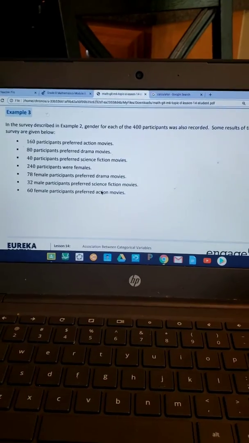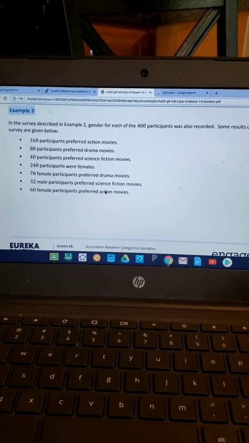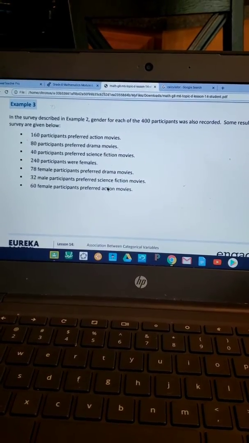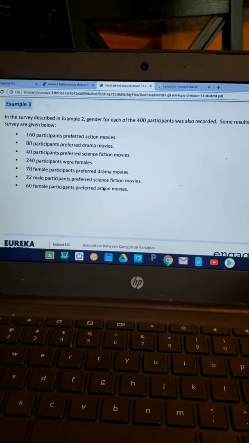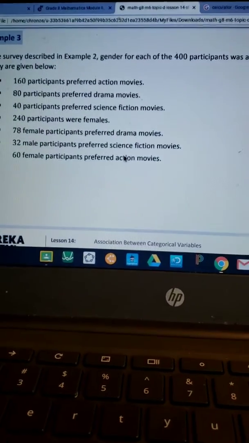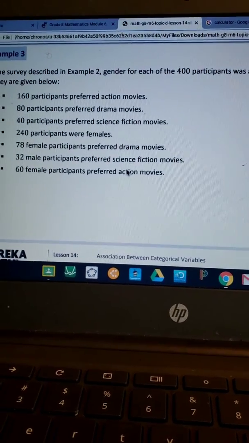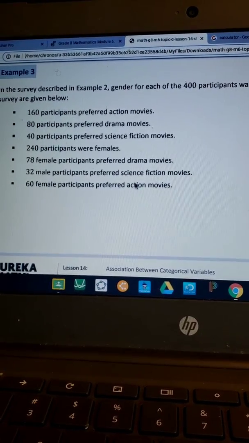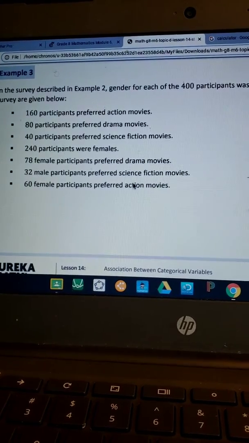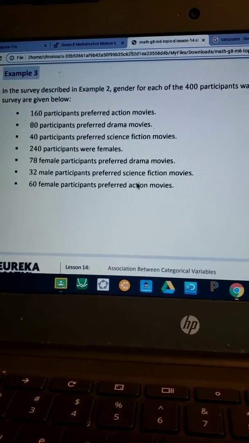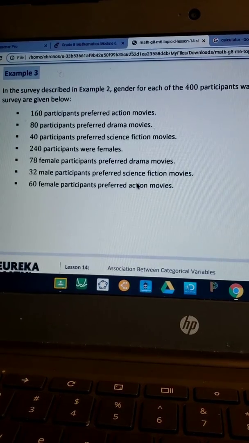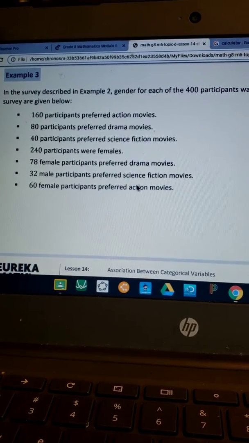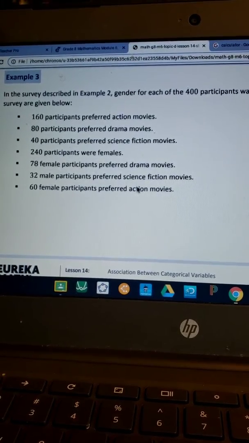Okay, so for example 3, we have a survey, and it says the gender for each of the 400 participants were recorded, and so we're given these facts, okay? All right, the first one says that 160 participants preferred action movies, 80 participants preferred drama, 40 participants preferred science fiction, 240 participants were females, 78 females preferred drama, 32 preferred science fiction movies, and 60 preferred action movies, okay?